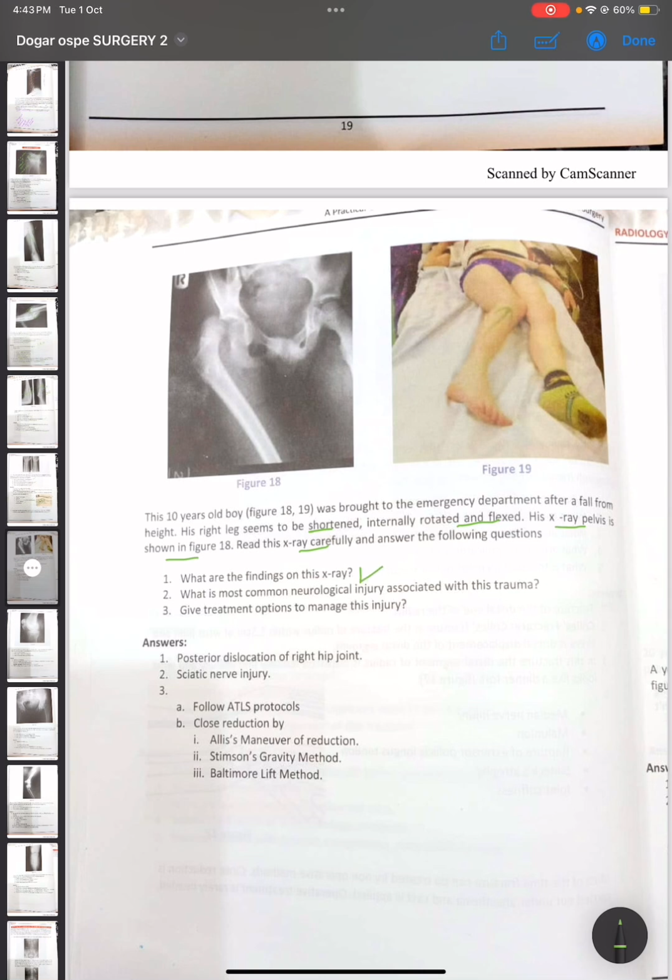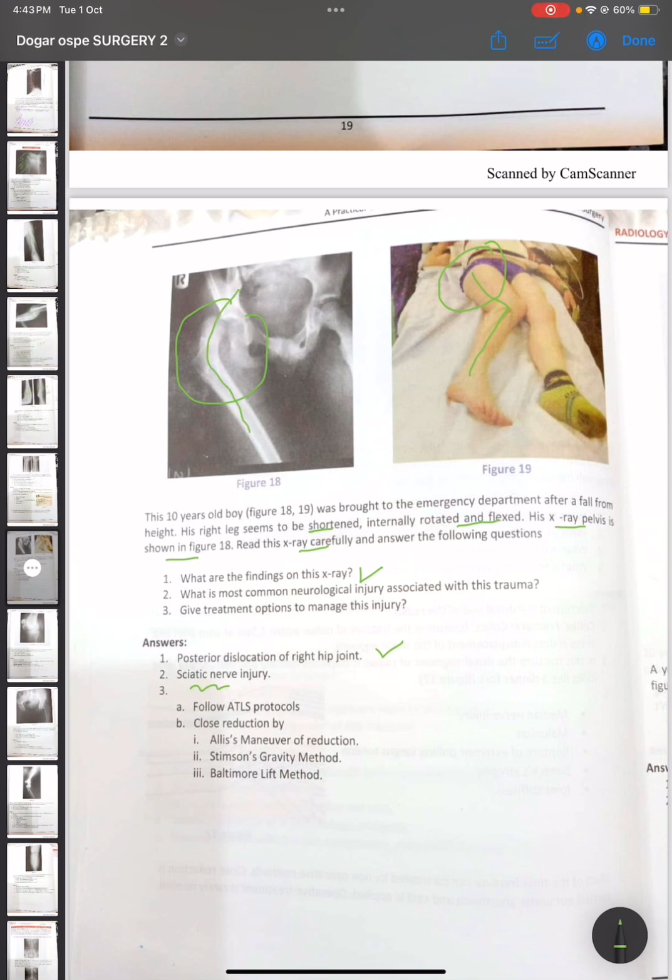Okay, what are the findings on this X-ray? Look at here. Here is the abnormality. Here we are having the posterior dislocation of the right hip joint. This is the posterior dislocation of the right hip joint. What is the most common neurological injury associated with this trauma? Sciatic nerve injury. A sciatic nerve passes here.